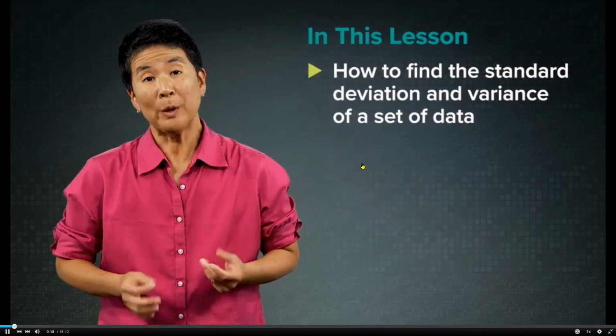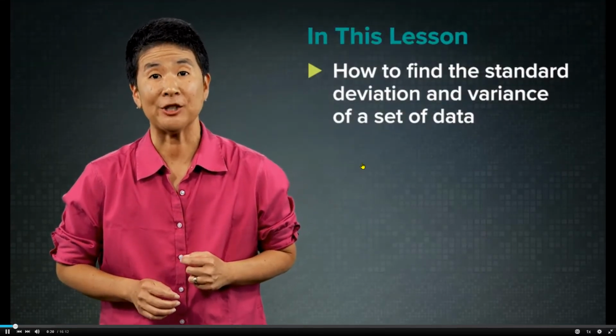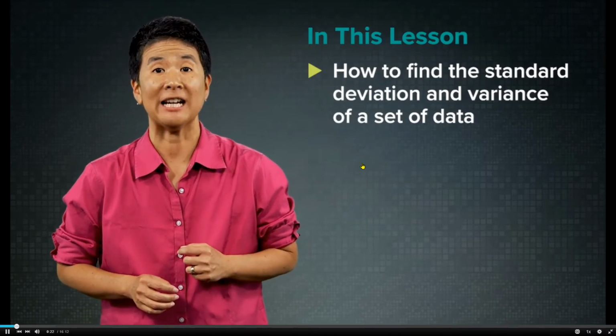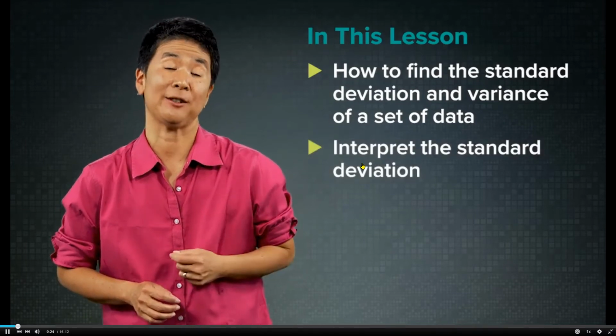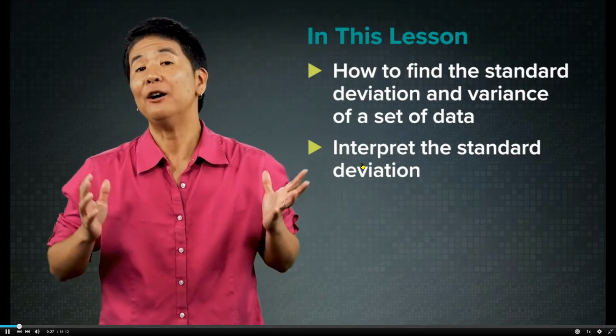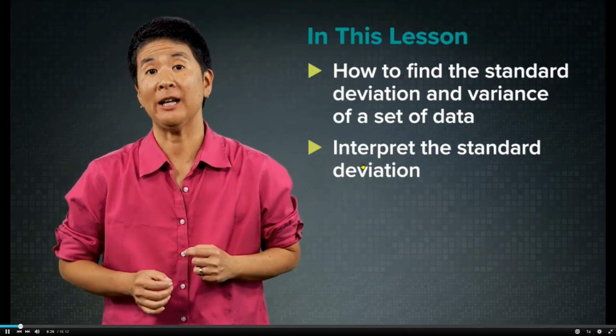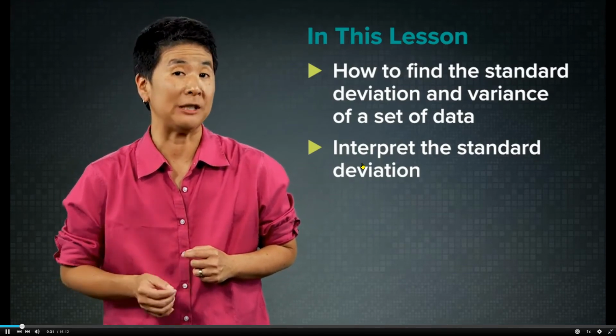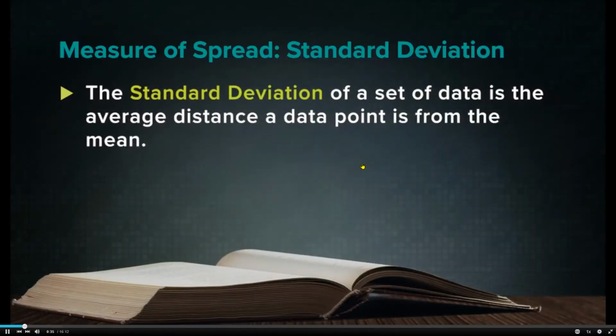In this lesson, we will learn how to find the standard deviation and variance of a set of data, as well as interpret the standard deviation. A very common measure of spread that you will see is called the standard deviation. The standard deviation of a set of data is the average distance a data point is from the mean. This sentence could be one of the most important things you learn in this course.